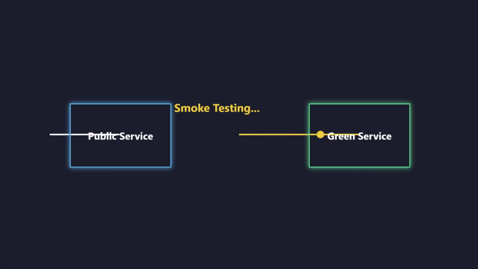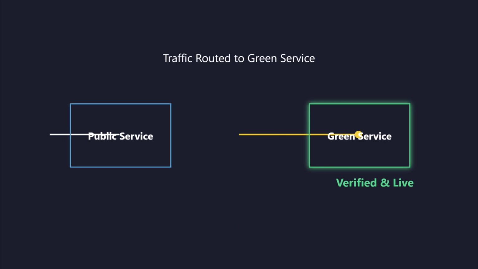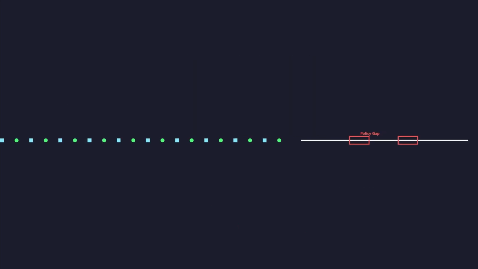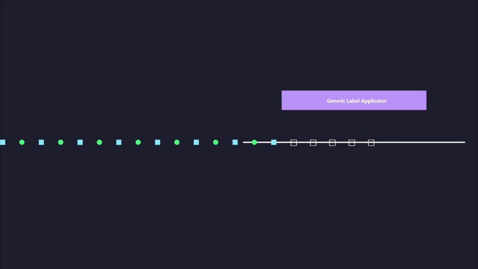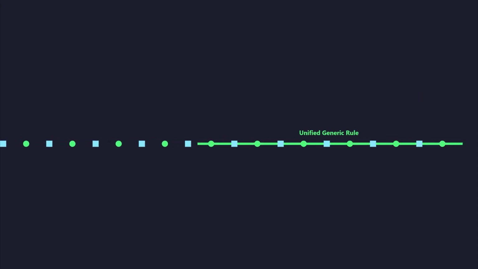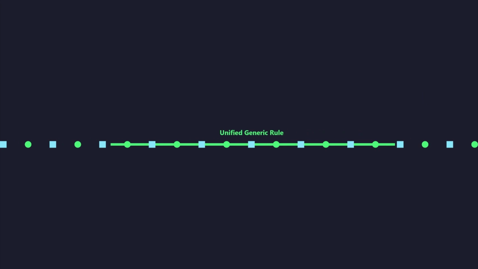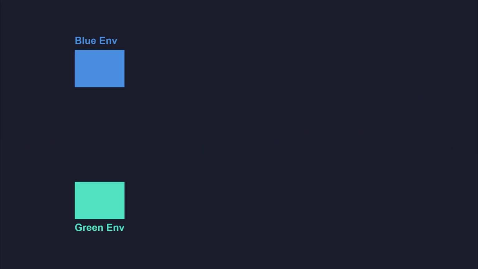Run smoke tests against the green service cluster IP before updating the public service. This ensures the environment is functional. Network policies must apply to the green labels exactly as they do for blue. Use generic labels for security rules to avoid gaps.